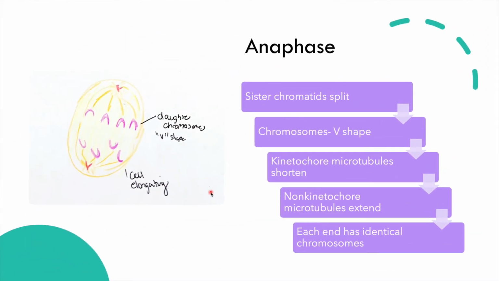In anaphase, the sister chromatids split at the centromere and become mature chromosomes. They move to opposite ends of the cell. The chromosomes form a V shape. Kinetochore microtubules shorten as the chromosomes move away from the center, and non-kinetochore microtubules move farther apart, elongating the cell. At the end of anaphase, the two ends of the cell have identical chromosomes.